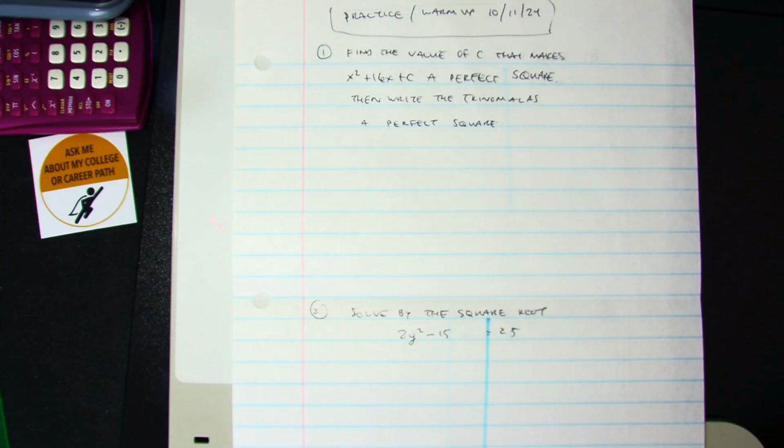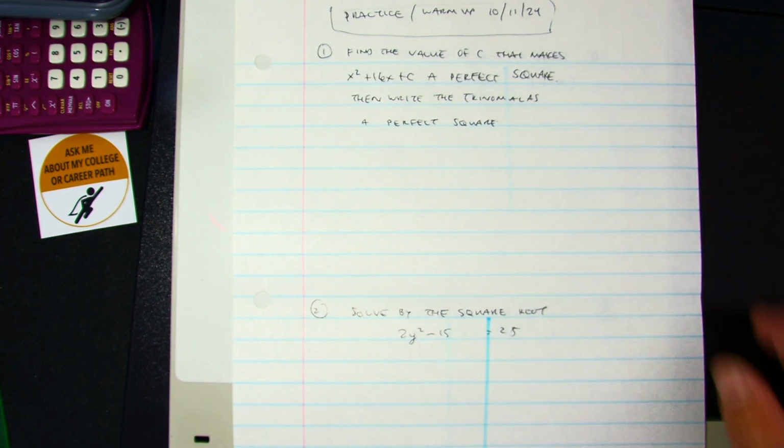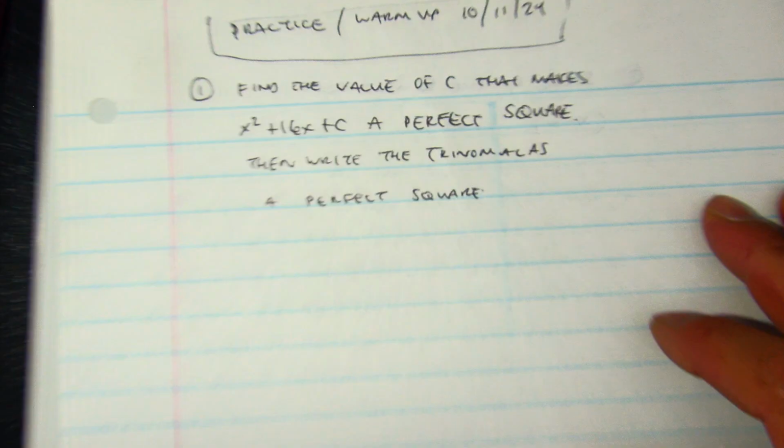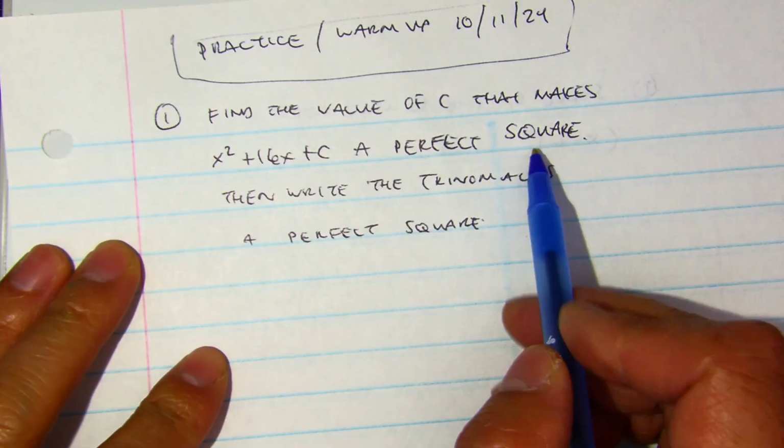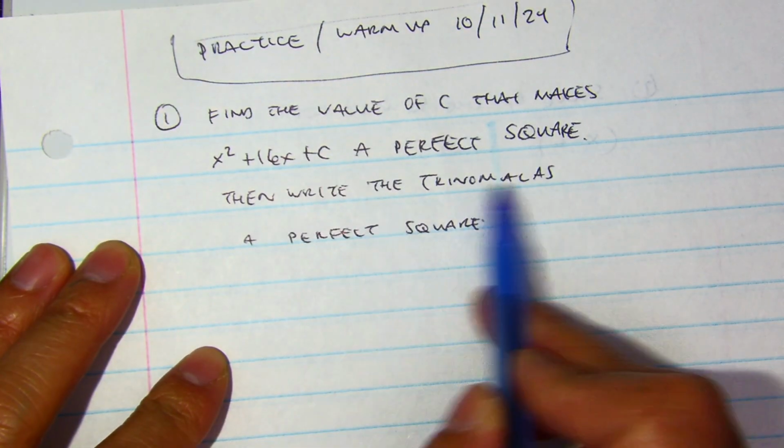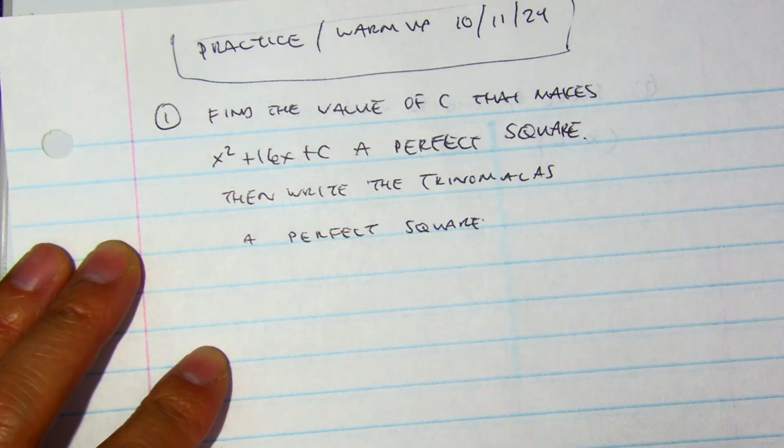Alright, let's go over this practice warm-up, October 11, 2024. Question number 1 says, find the C value that makes x squared plus 16x plus c a perfect square, then write the trinomial as a perfect square.